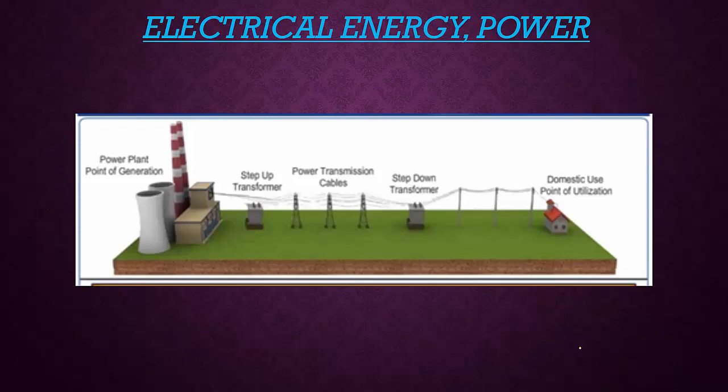I will give you one more example. We know the electric power is generated at the power station. Here this is the power station, and here is our home. The electric energy generated at the power station is transmitted to our home, which is hundreds of kilometers away from the power station. So with the help of transmission cables, we are getting the power.